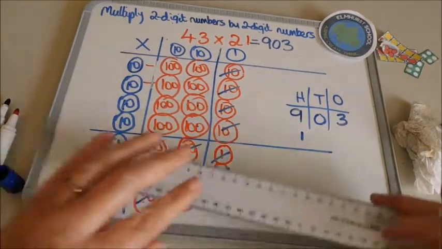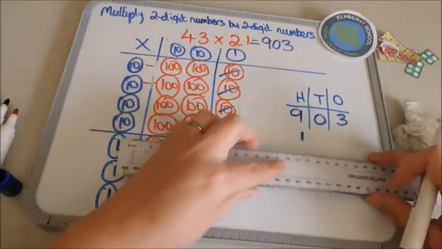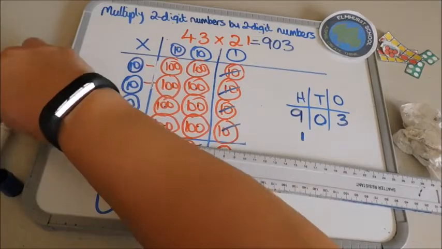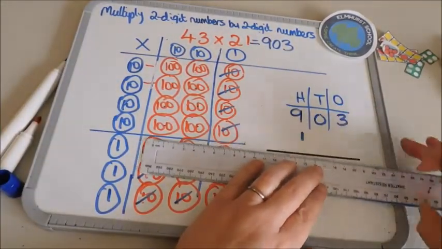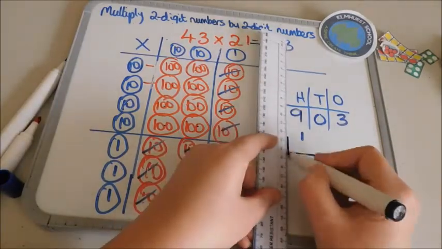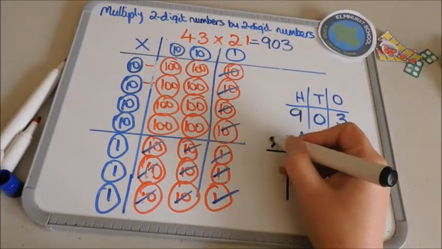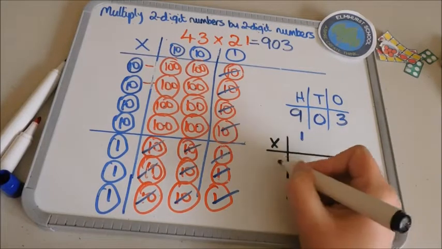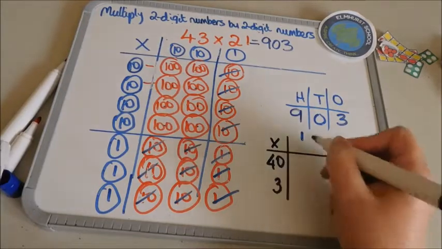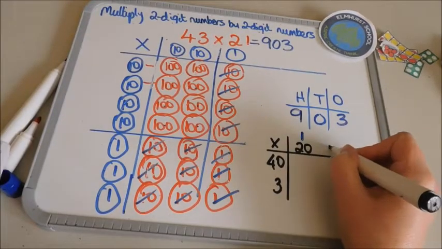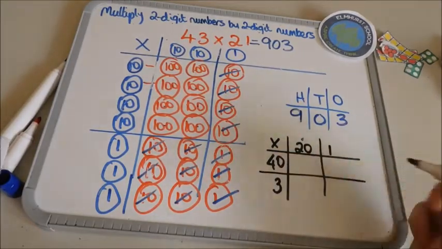So I'm just going to use a black pen so you can see how that works. So we're still going to do 43 times 21. So we're going to do our 43. So I have 40 and 3 times 21.